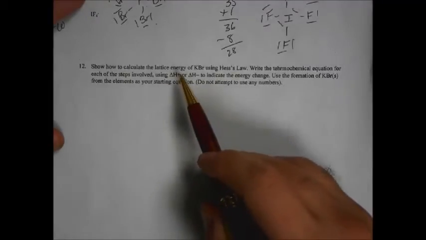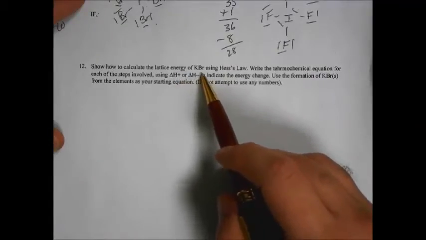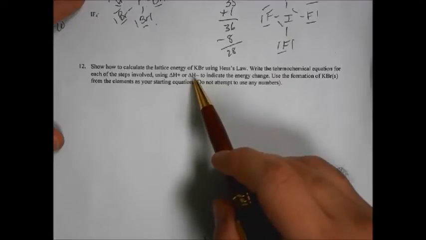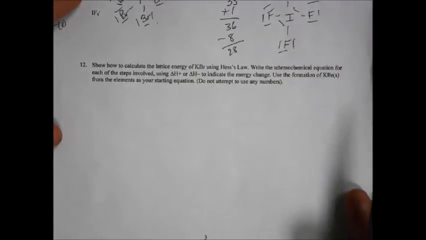So in this case, what this asks you to do is show how to calculate the lattice energy of KBr using Hess's law. Write thermochemical equations for each step involved. And then the kicker is you have to indicate whether each one is going to be endothermic or exothermic. So delta H is a minus is going to be an exothermic process. Delta H is a positive is going to be an endothermic process. And then it says use the formation of KBr solid from the elements as your starting equation.